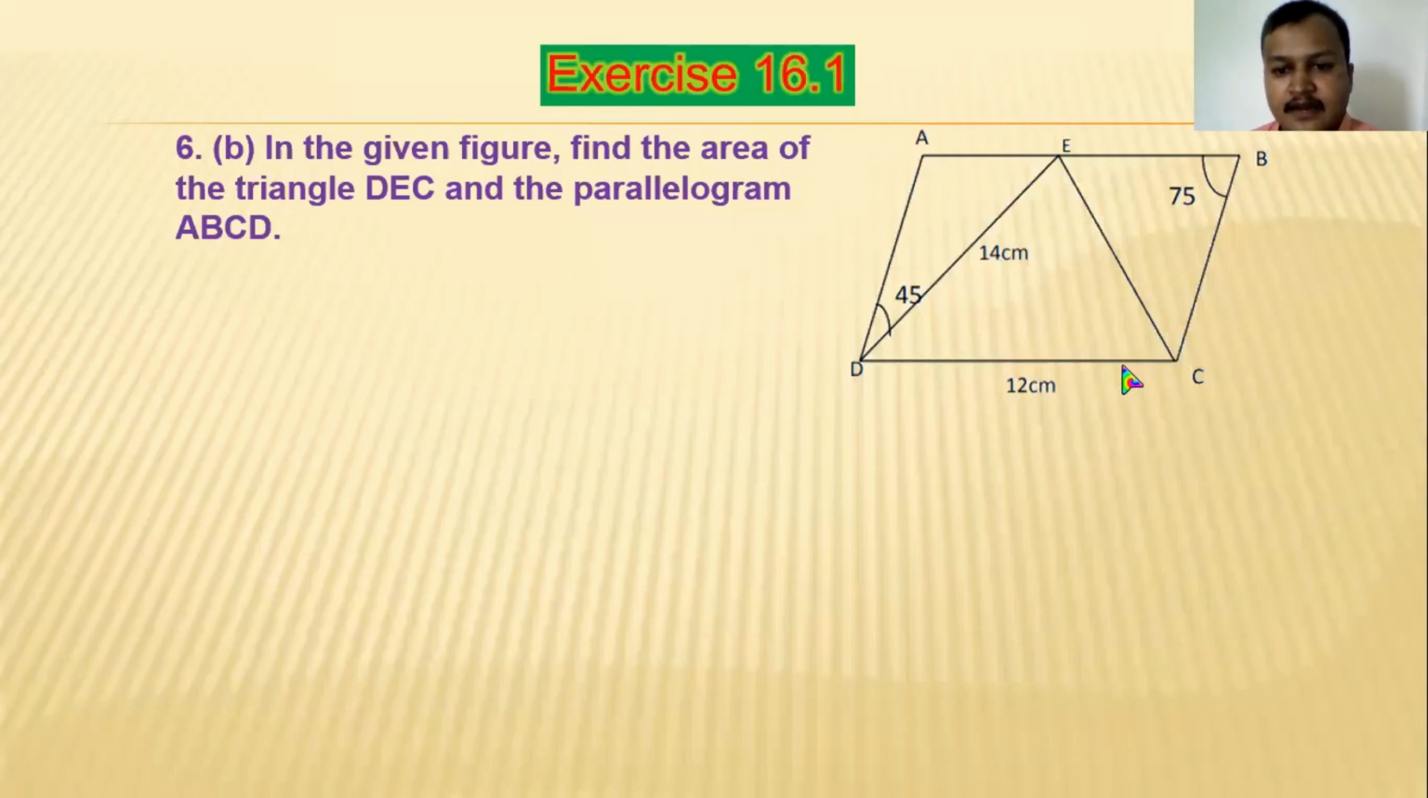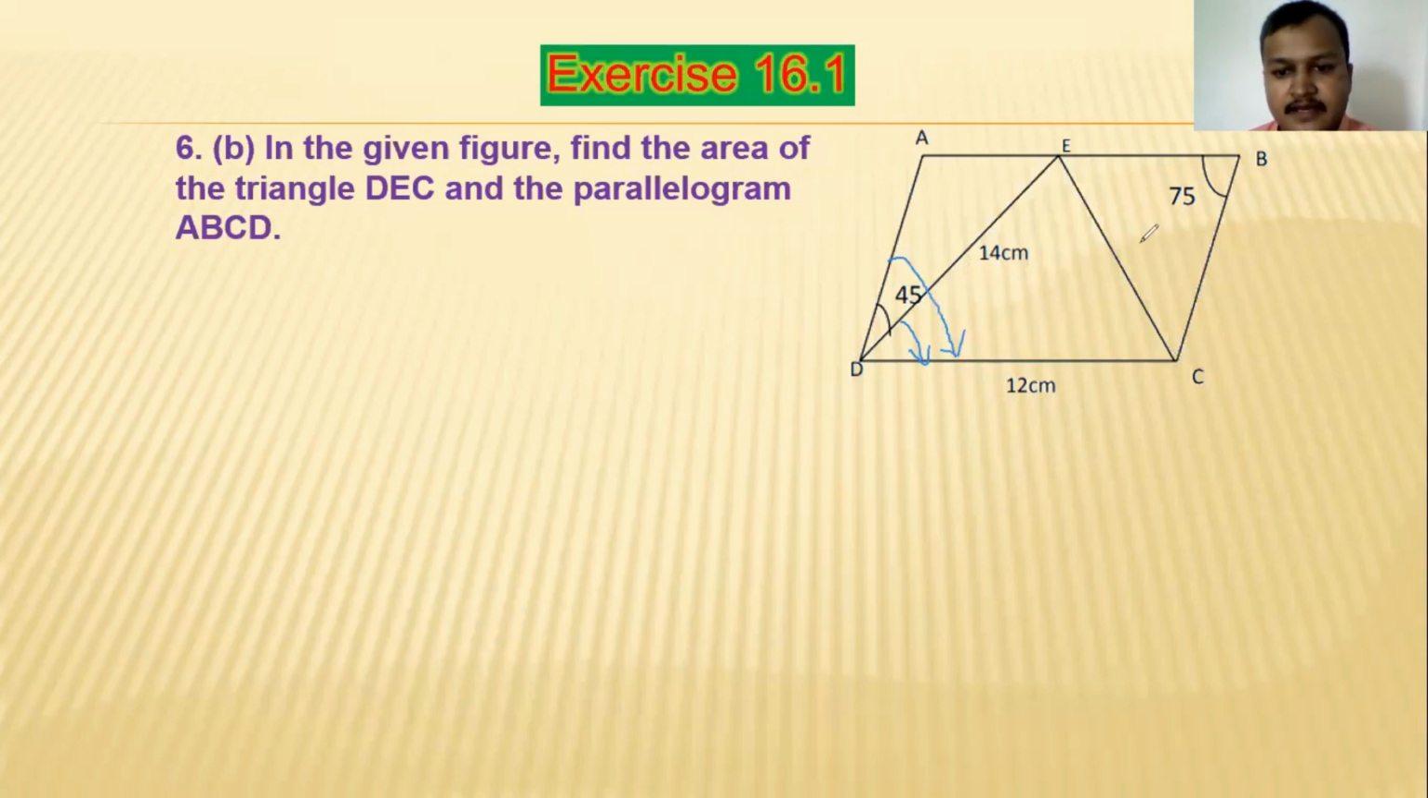So let's find the area of triangle DEC at first. For that, we need an angle. We need this angle at first. Why do we need this angle? Because two sides are given to us. Which two sides? ED as well as DC are given to us. If these two sides are given, we need the angle between them. And we know that opposite angles of a parallelogram are equal.